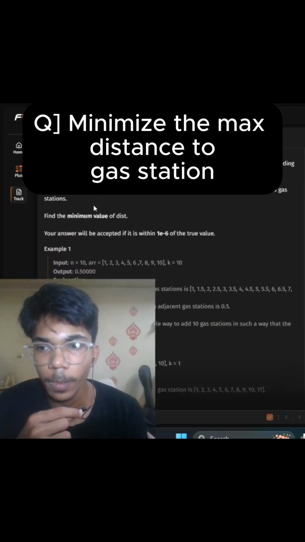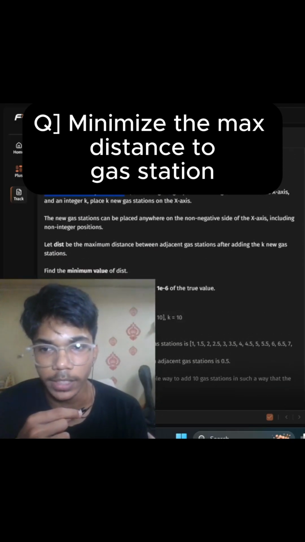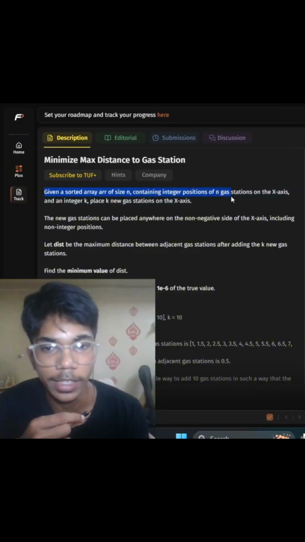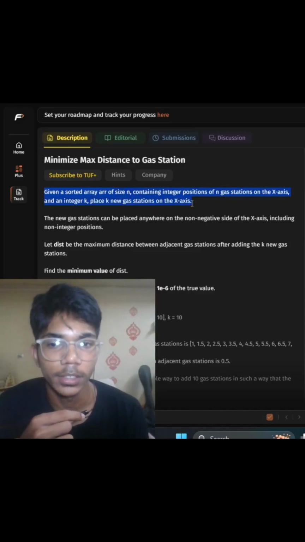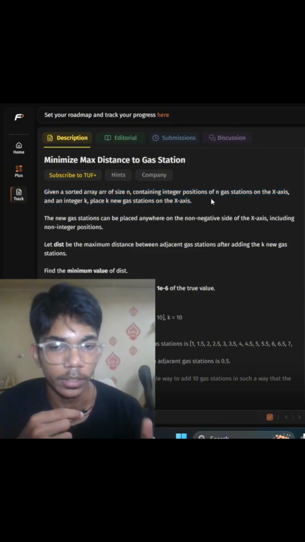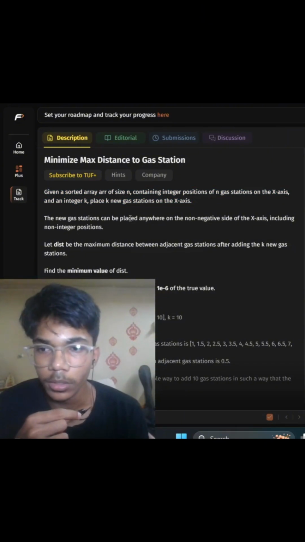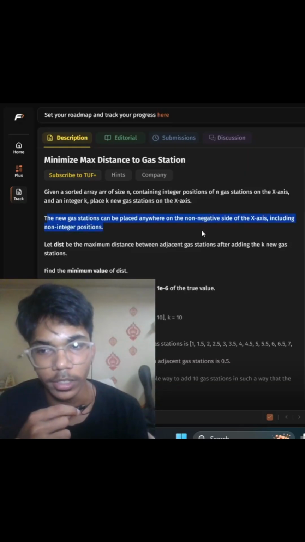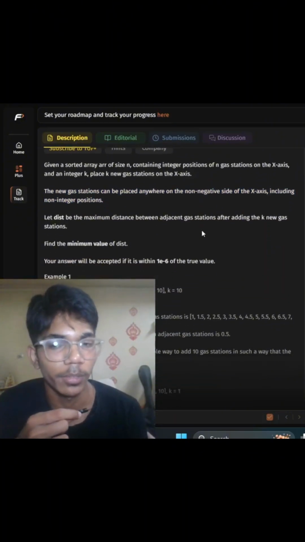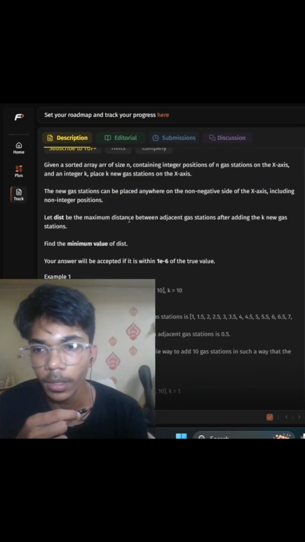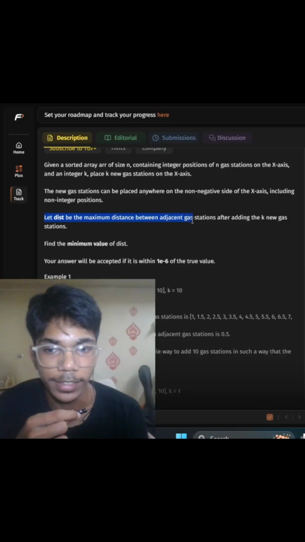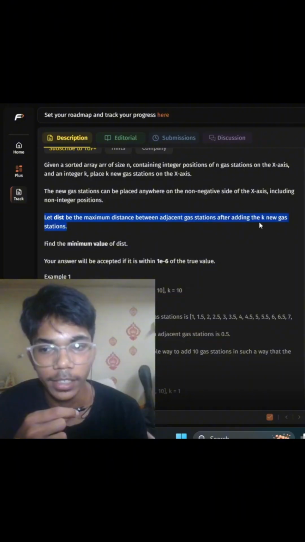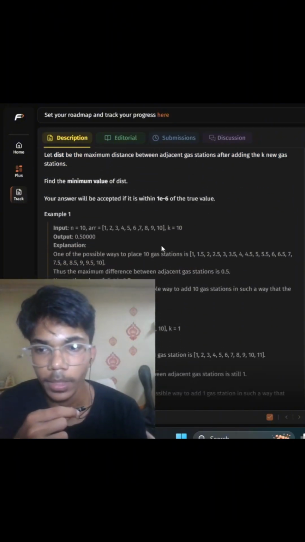So in this question, we are given a sorted array of size n containing integer positions of n gas stations on the x-axis and an integer k. So we have to place k new gas stations on the x-axis with the provided info on the current gas stations present. The new gas stations can be placed anywhere on the non-negative x-axis, so positive x-axis, including non-integer positions. So we can place it at any decimal value. It would be accepted. And let distance be the maximum distance between adjacent gas stations after adding the k new gas stations. So find the minimum value of distance.